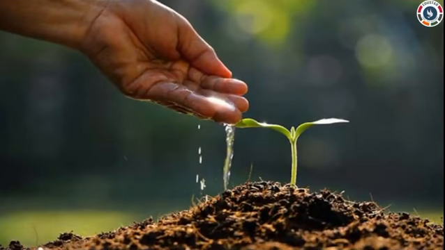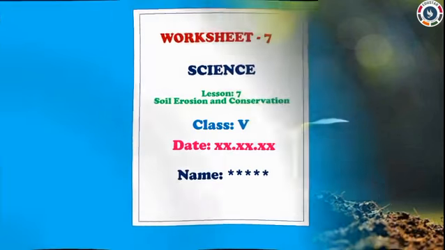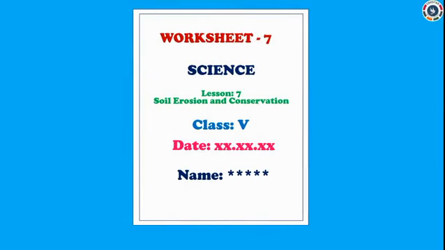Okay, dear children, we have revised Lesson 7, Soil Erosion and Conservation. Now, we are going to write the worksheet. Write the first page as usual: Worksheet 7, Science, Lesson 7, Soil Erosion and Conservation, Class 5, date and your name also.